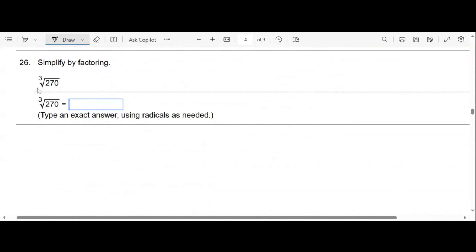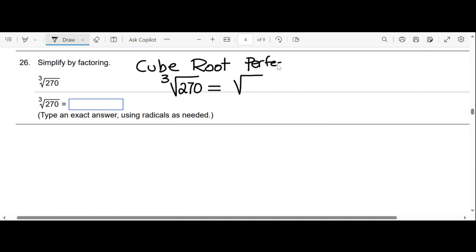26. Cube root. This is called what? Cube root of what? 270. Yalla, split it. What are you going to get? I need a perfect cube number.